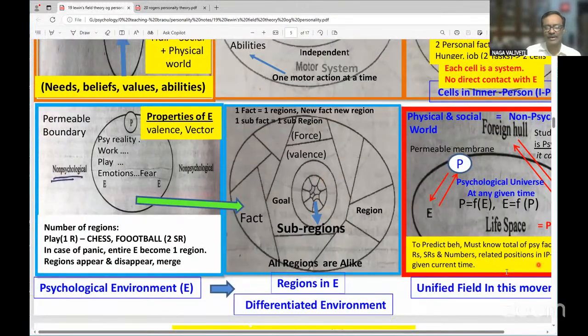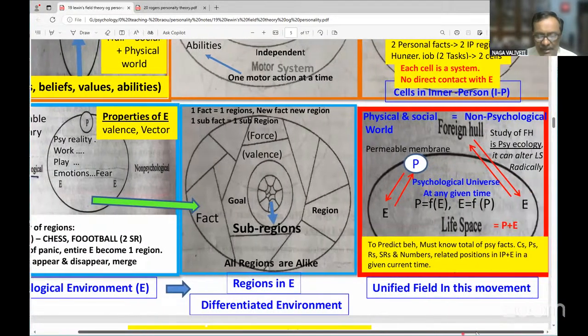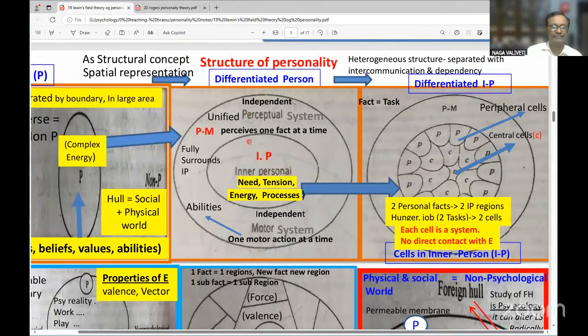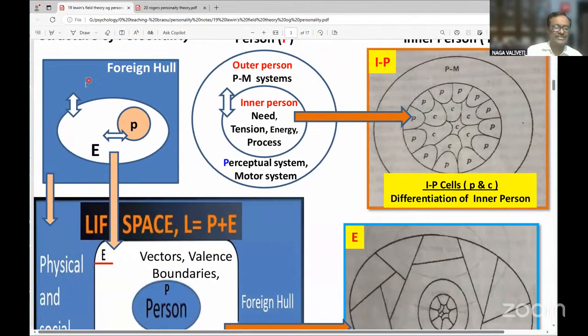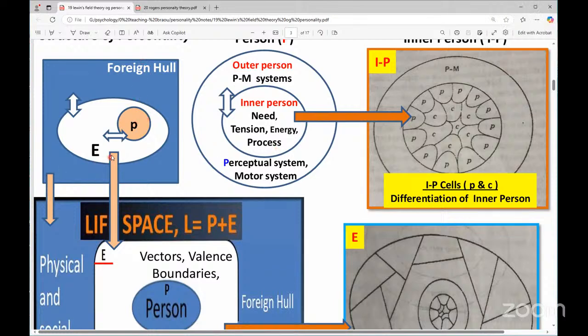Now coming to the foreign hull, this is very, very important. The study of the foreign hull is called psychoecology. It can alter the locomotor system radically. It is a permeable membrane, meaning there is connectivity between these two. Now I will go back. Here there is connectivity between the psychological environment and the hull, the physical environment. The person and the psychological environment are linked, but not the physical and the social. This we have to understand basically.